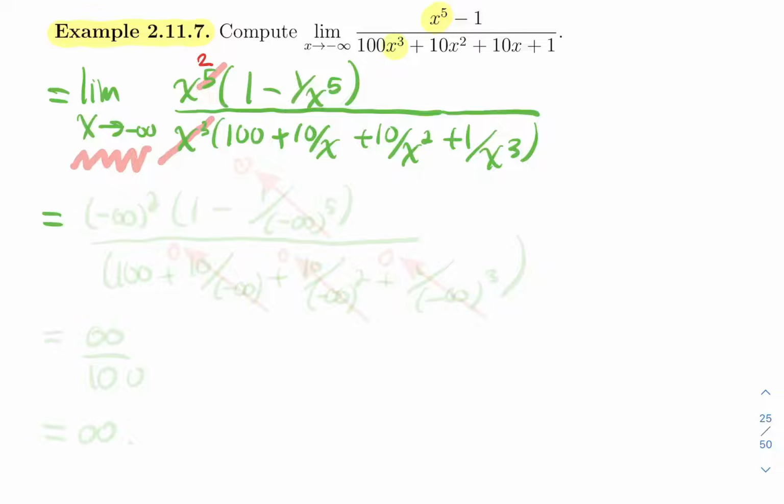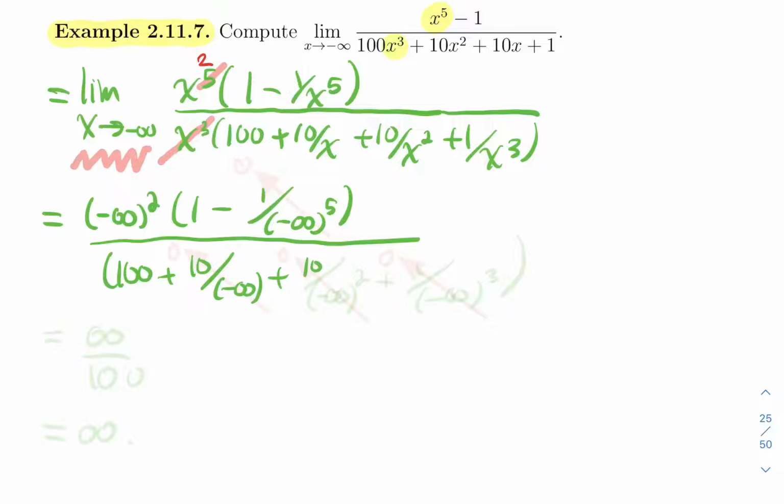So if you replace x by minus infinity, so here we have minus infinity squared, 1 over minus infinity to the power 5, all that over 100 plus 10 over minus infinity, plus 10 over minus infinity squared, plus 1 over minus infinity to the power 3. And again here, I know where these fractions are going. So every single fraction where you have a power of plus or minus infinity at the bottom, they're going to go to 0.